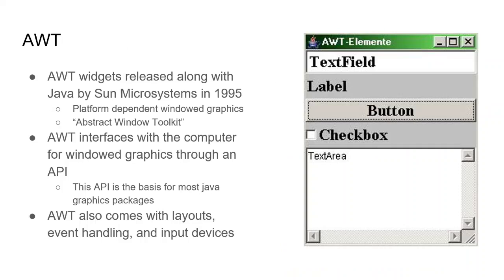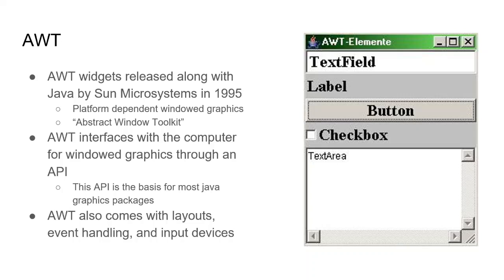So AWT was released alongside Java in 1995, and these AWT widgets, or Abstract Window Toolkit widgets, were the original windowed graphics for Java. However, while Java is write once, run anywhere, AWT was platform dependent and not entirely written in Java. This was a big downside, as Java's universality, as long as there was a Java virtual machine, was one of its big strengths. So AWT had a big hindrance by having to have different implementations based on different machines, which made it much harder to use and much harder to make good applications.